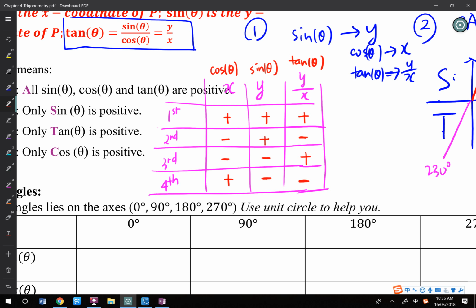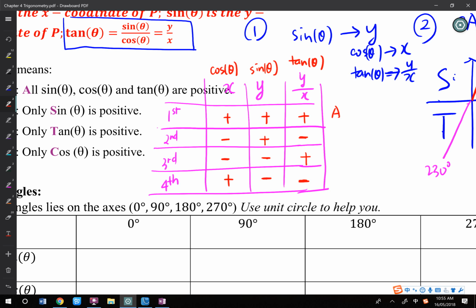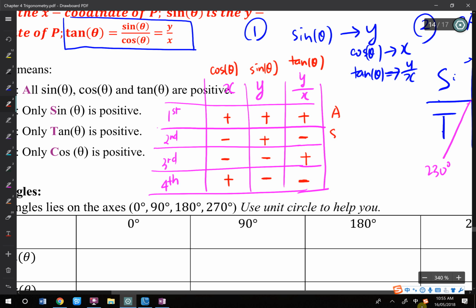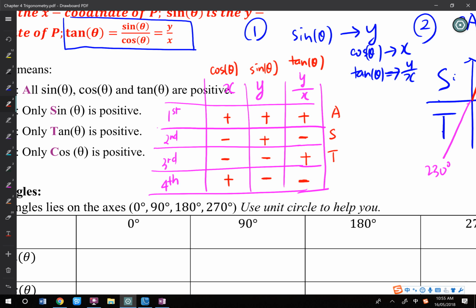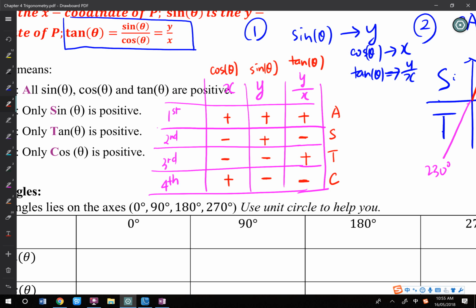Okay, now let's have a look. In the first row, in the first quadrant, all three values are positive. So that's why we have the A here. For the second row, only the y value is positive. So we have the S here. For the third quadrant, only the tangent is positive. We have the T there. And for the fourth quadrant, only the cosine is positive. So we have the C there. So that's the CAST. That's how we find the CAST.